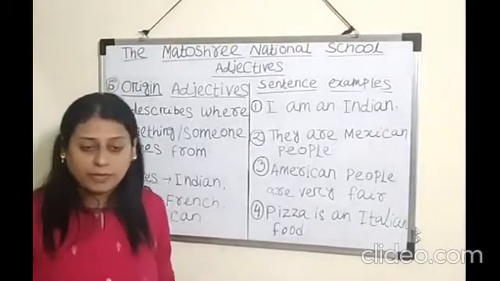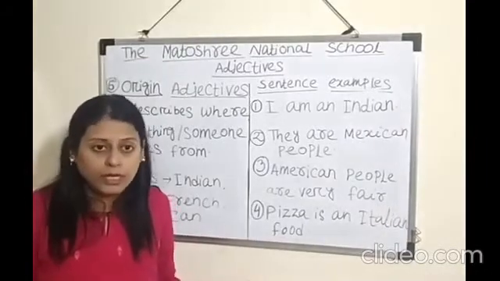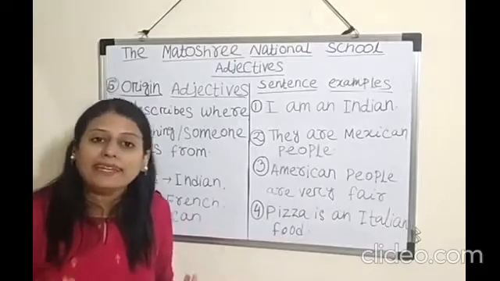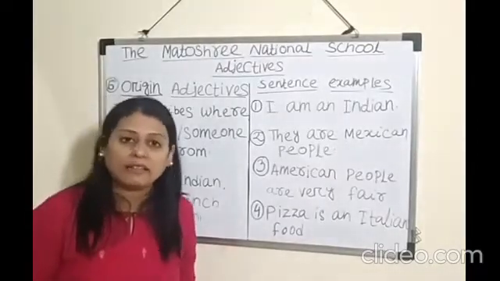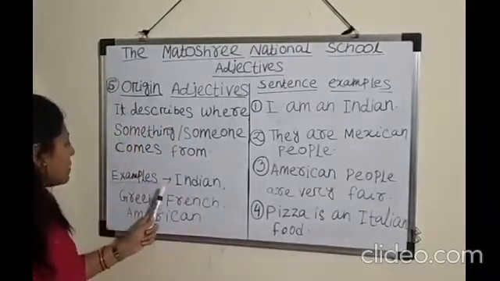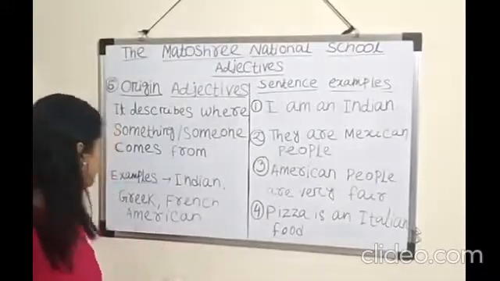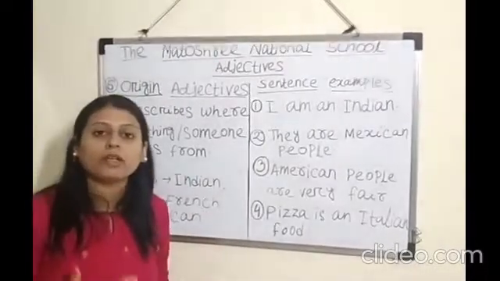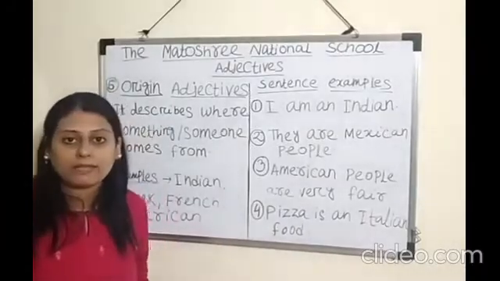If anybody asks me, where are you from? Where do you belong to? I will say that I am from India. I am an Indian. I was born in India, so I am an Indian. Likewise, the examples are Indian, Greek, French, American. These are the places where something or someone comes from, where his origin is, where his native place is.